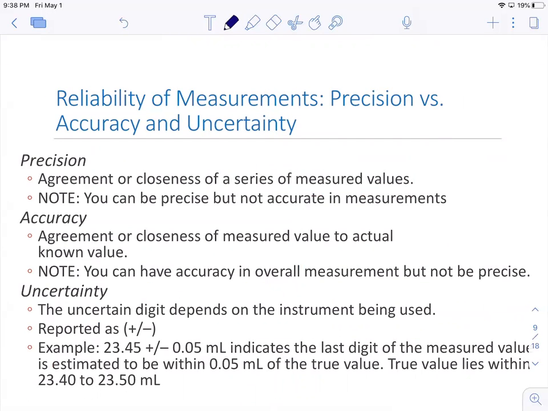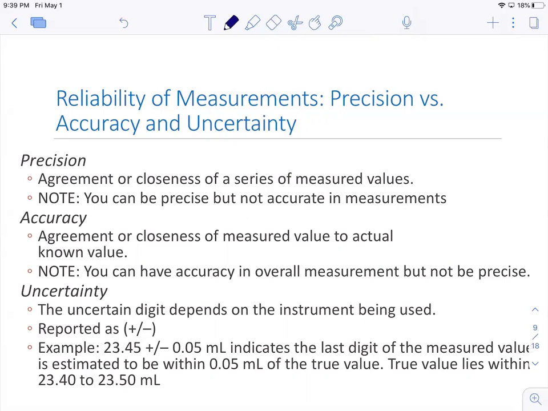Okay, when we take our measurements, reliability of measurements, two different ways we can talk about reliability: precision and accuracy. These go hand in hand, but they are not the same. Precision is the agreement or closeness of a series of measurements to each other. So I can go in the lab and measure a specific sample 5 times. If they're all the same to each other or close to each other, they're precise. That doesn't tell me accuracy, right? Accuracy is the agreement or closeness of a measured value to the actual known value.